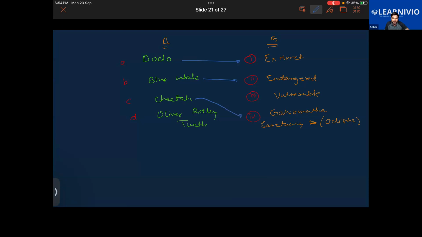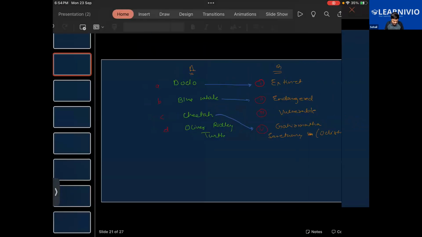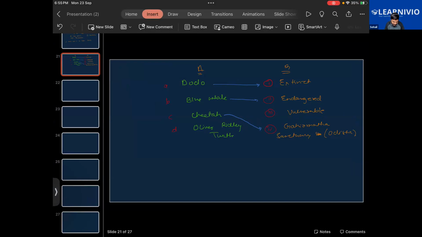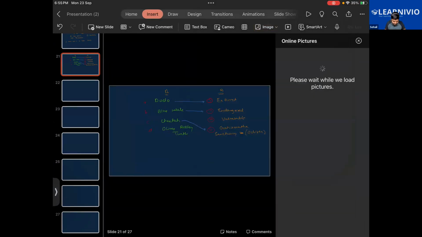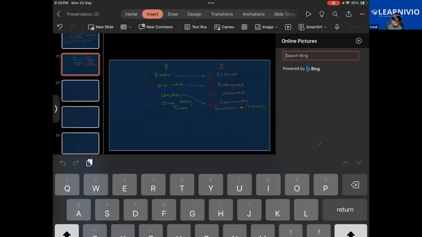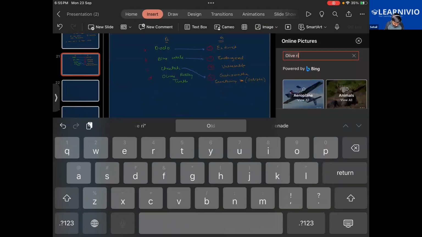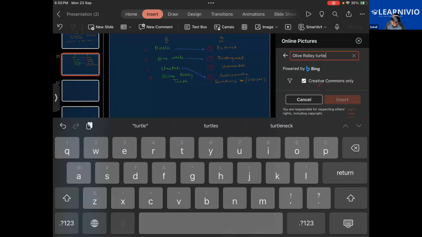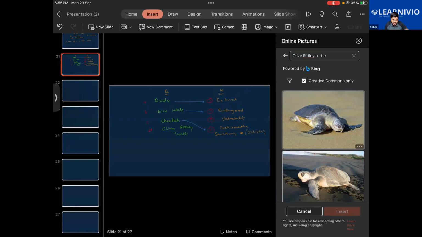Okay, you might have heard of the Olive Ridley turtle. Have you guys heard of this turtle? No, sir. Okay, this is actually a vulnerable species of an organism. Getting it now? Can you show the picture of it? This turtle. Yeah. Okay, let's see if this is available here. Let me show. Olive Ridley turtle.